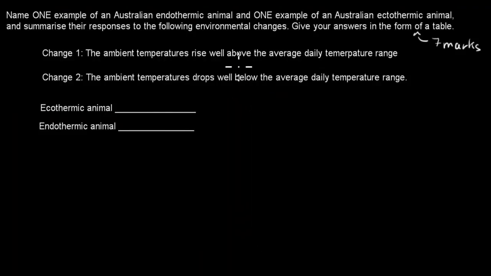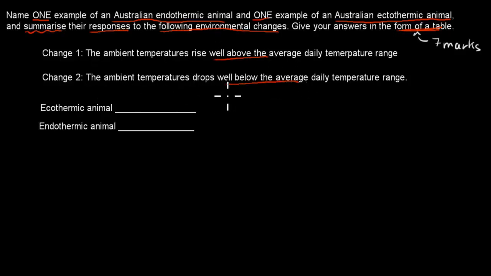Right, I'm back. For this kind of question, look at the question first. It says name one example of an Australian endothermic animal and one example of an Australian ectothermic animal. So one of each. And summarize their responses to the following environmental changes. You have to look at the following, not just one. And give your answers in the form of a table. That's also very important. It has to be a table. Change 1 was the ambient temperature rises well above. Change 2 was the ambient temperature drops well below the average daily temperature.